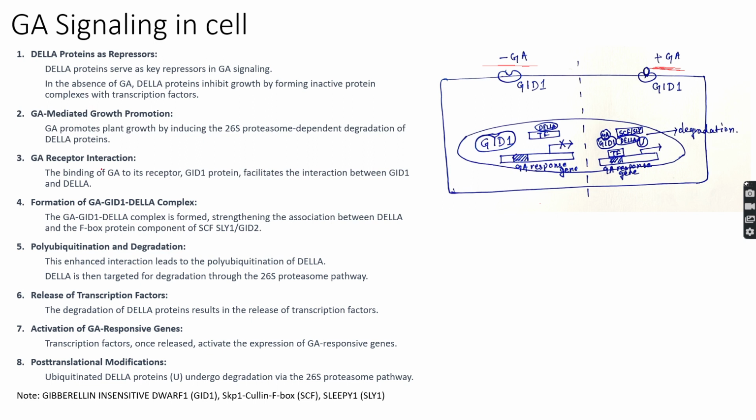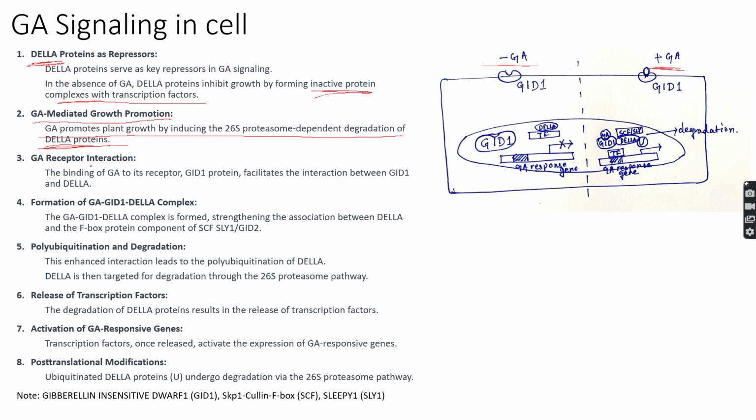Okay, so in this diagram you will see DELLA protein. Now what is DELLA protein? DELLA protein serves as a key repressor in GA signaling. In the absence of GA, DELLA protein inhibits growth by forming an inactive protein complex with the transcription factor. Then second is GA-mediated growth promotion. GA promotes plant growth by inducing 26S proteasome-dependent degradation of this DELLA protein, which is a repressor basically.